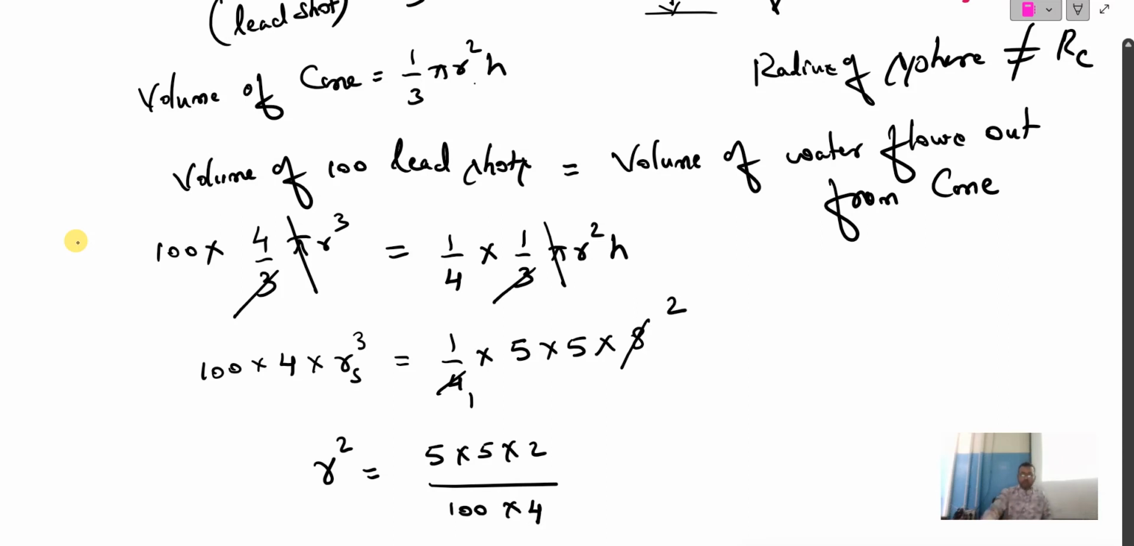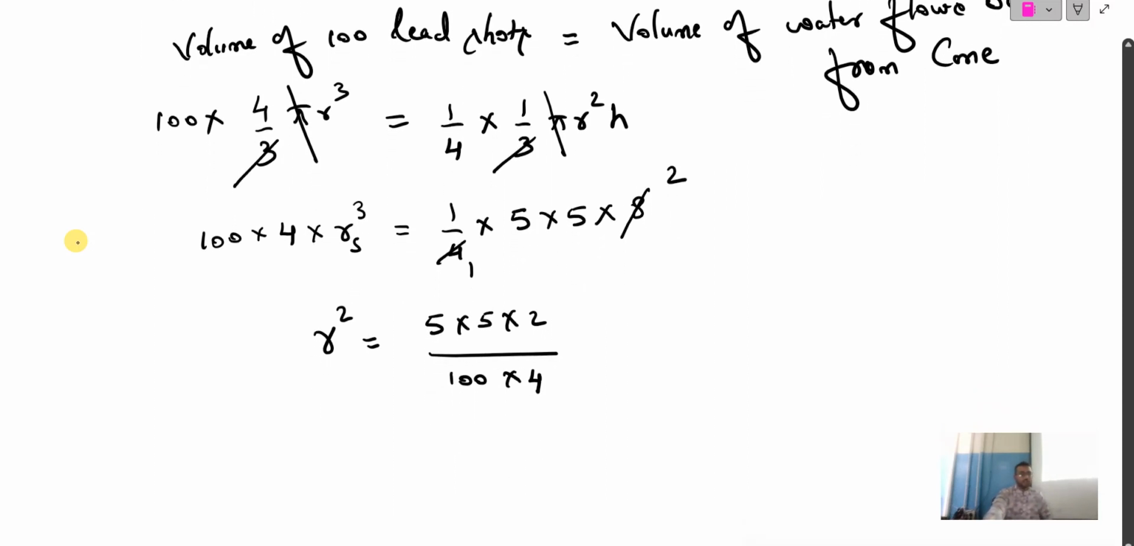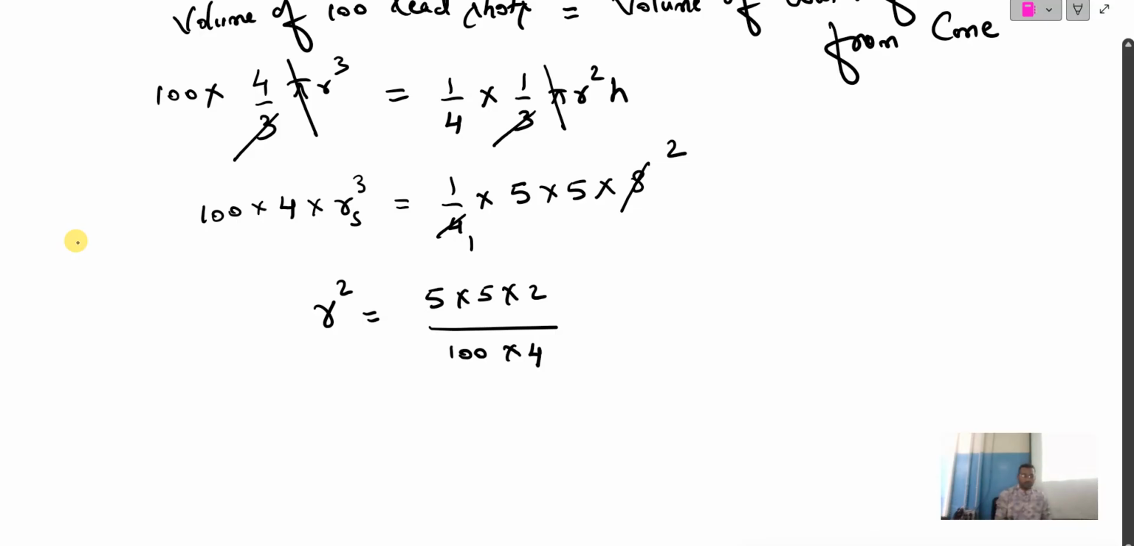Isn't it? I'll solve here. R is equal to root of 1 by 8. Square goes to the other side, it becomes square root. So square root of 1 is 1, square root of 8. R cube, no? Sorry. It's not r square, it is r cube. Clear? R cube. So as you can see here, r cube equals 1 by 8. Cube goes to the other side, it becomes cube root of 1 by 8.